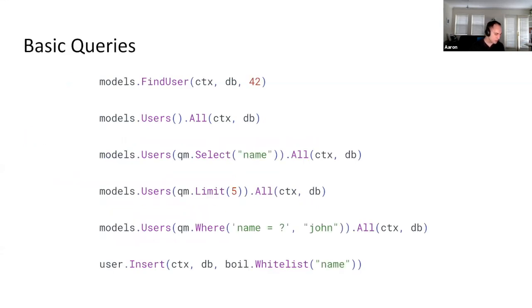Well, let's look at some basic queries, what they look like in SQLBoiler, just to see. There's finding a user with the ID 42. The next one is looking up all users. Next one is looking up all users and selecting their name, limiting to 5 users. And users where name equals John.